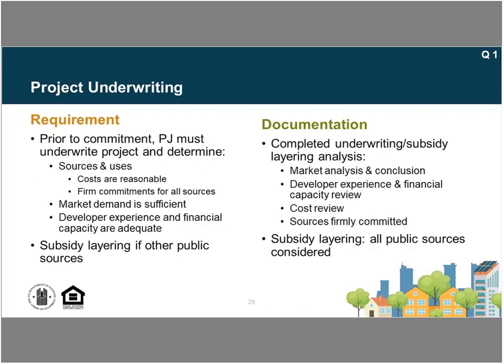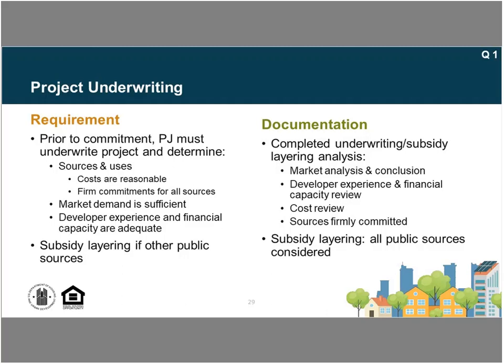The requirement is that you must underwrite the project, and it's in 92.250(b) that is the section of the rule that tells you what the underwriting should be. You're supposed to have underwriting guidelines, and your underwriting procedure should look at sources and uses to make sure the costs are reasonable, as we've discussed, but also that all other sources are firmly committed, because we don't want to commit to a project until we know that project is ready to go forward.